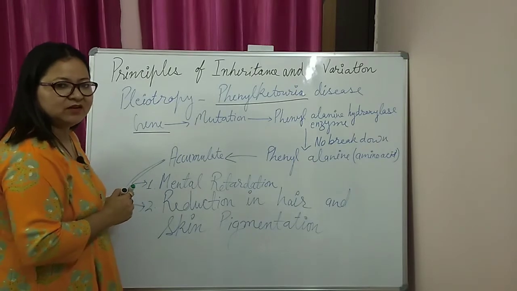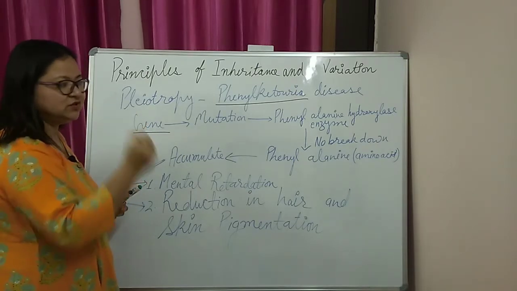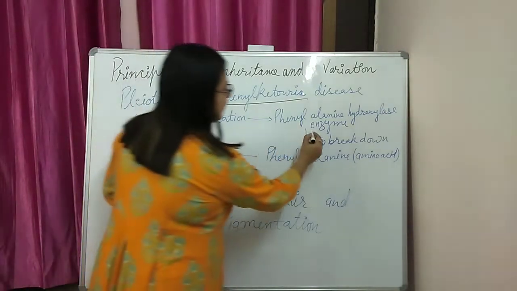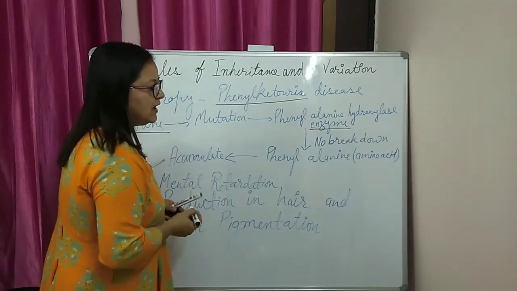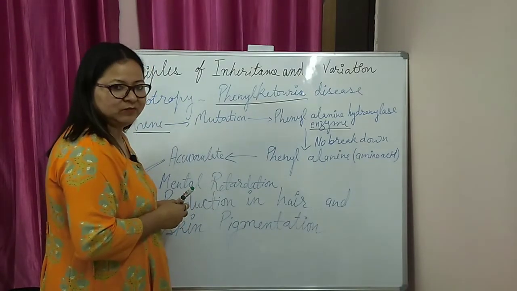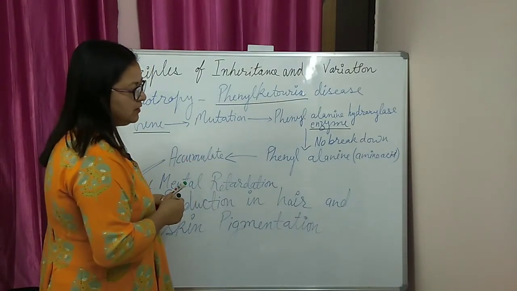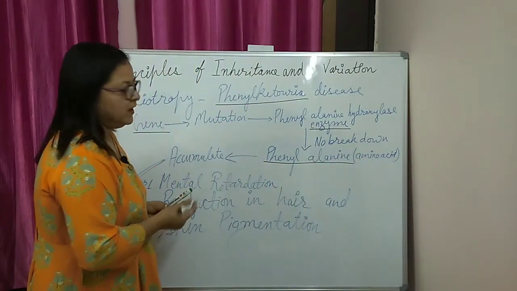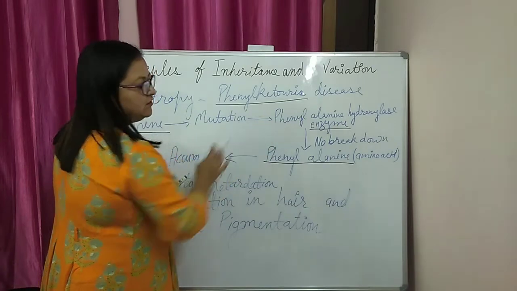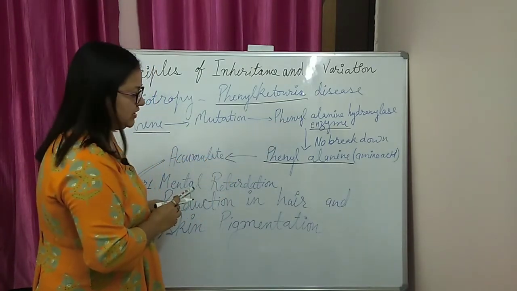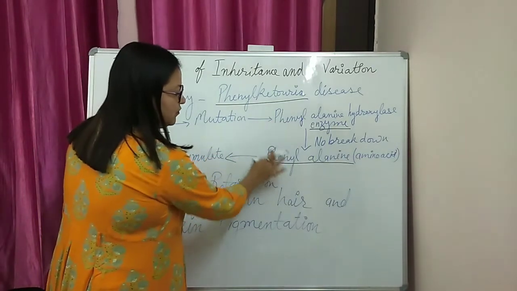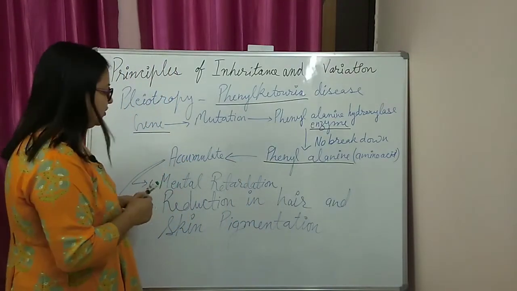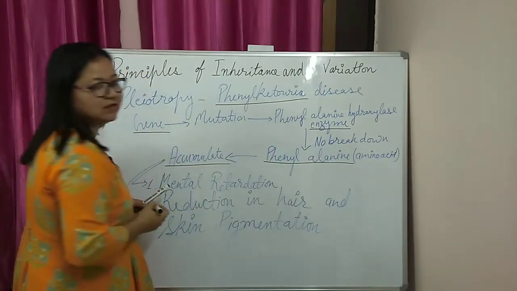A mutation takes place in a single gene. What is the function of that gene? It produces an enzyme that is known as phenylalanine hydroxylase. The function of this enzyme is the breakdown of phenylalanine, that is an amino acid. In the absence of this enzyme due to the mutation in the gene, there is no breakdown of phenylalanine and this amino acid starts to accumulate in the cells.